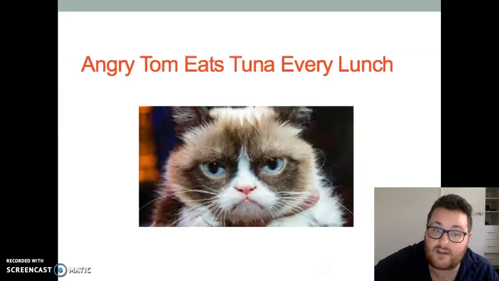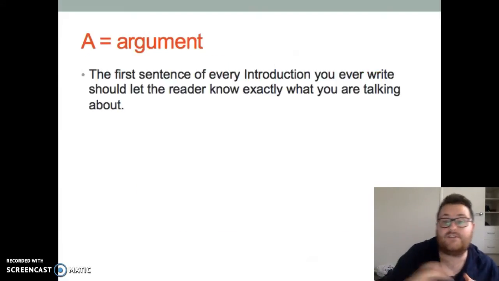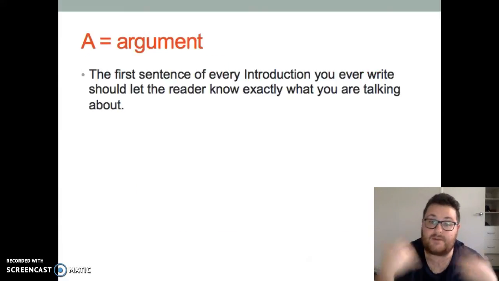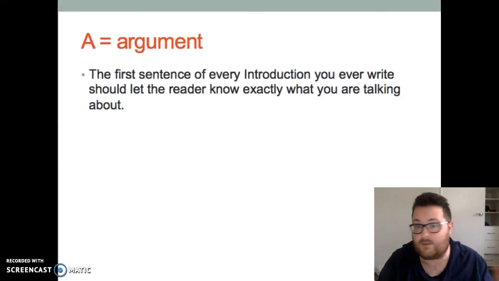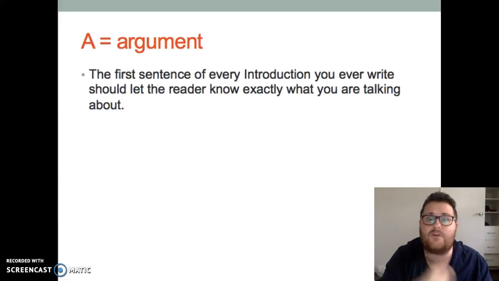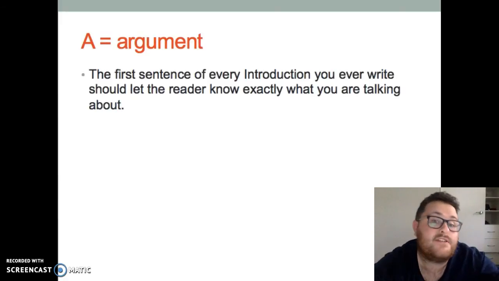So the first one is your argument. The first sentence of every introduction you ever write should let the reader know exactly what you're talking about. So you need to engage with the question in any way you can. This does not mean simply restating the question, but rather showing that you understand what the question is asking.